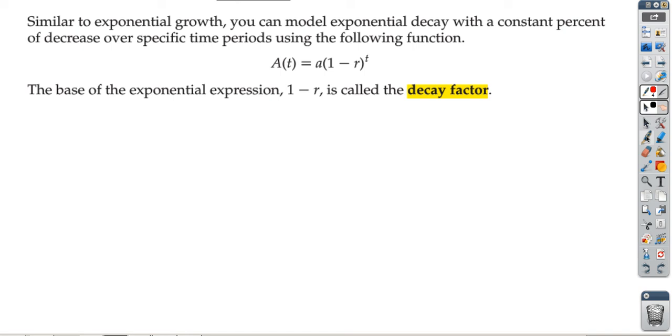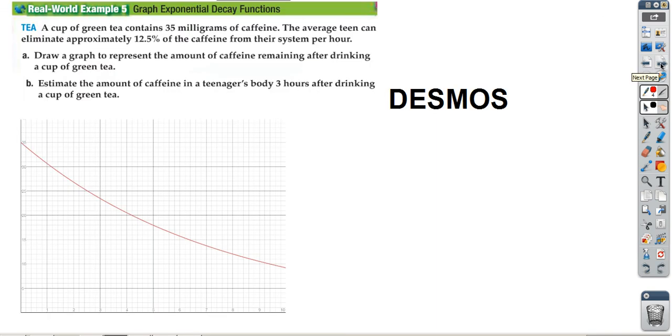Alright, the last thing I want to show you is how the equation looks for decay. It's the same as the other one. The only difference is this part. Instead of 1 plus r, it's 1 minus r. And that's called not the growth factor, but the decay factor. Alright, so they have this problem here on the amount of caffeine that decays from people's systems per hour, basically. So we want to draw a graph, and before we can draw the graph, we need to know what the equation is, obviously.